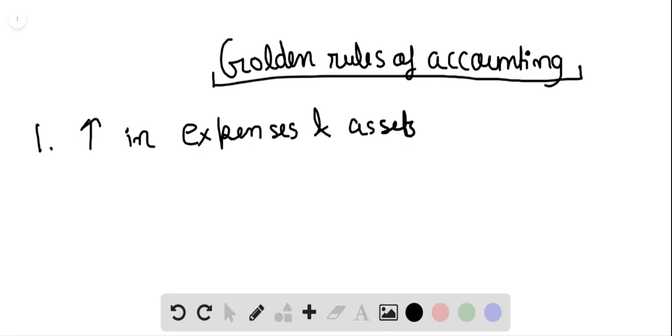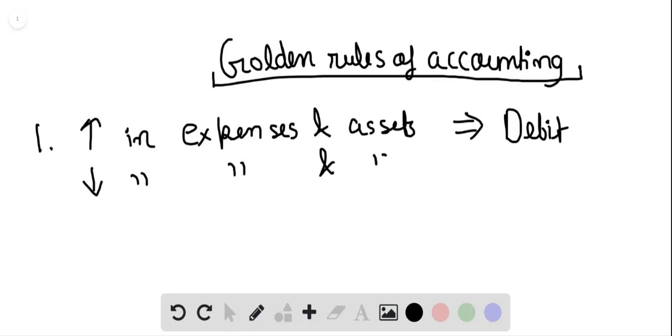Okay, so for an increase in expenses and assets, we will give a debit to them. In case of a decrease in expenses and assets, we will give a credit to them. These are simple rules: whenever the business entity incurs expenses or purchases some assets, those accounts will be debited, and there will be a credit for the corresponding reduction in expenses and assets accounts.